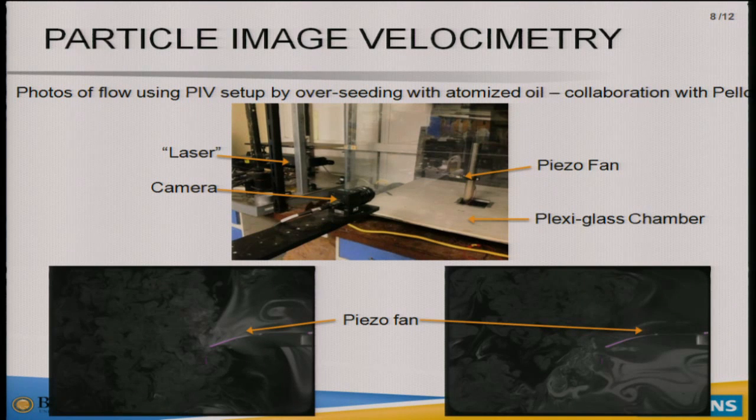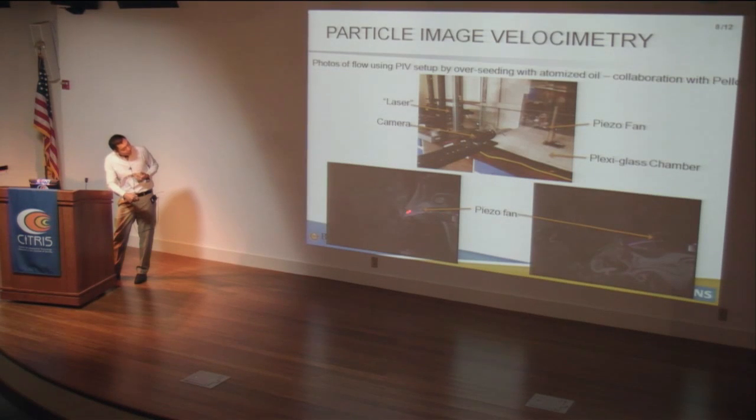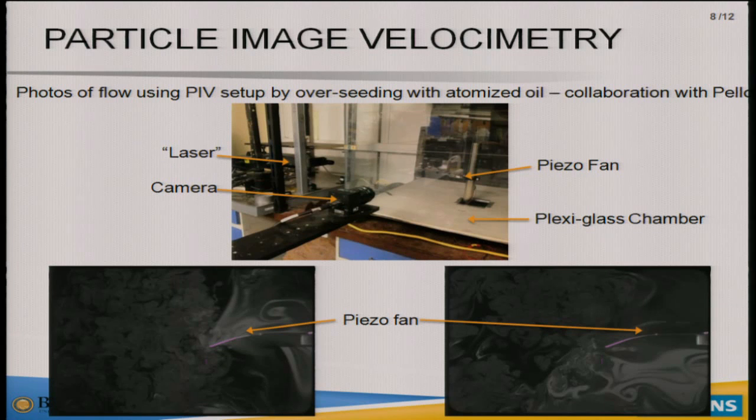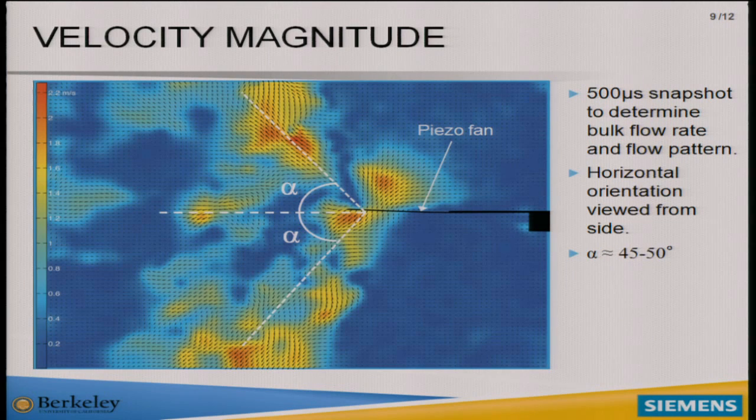It takes 2 images consecutively, and in this case you see 2 images here, where this is the fan, and this is the overseeded atomized oil. You can then calculate these velocity vectors from that. So you take the data, you process it, and this is an image from the side of a piezo fan, where the colors represent the flow velocity and the velocity vectors are these tiny arrows.